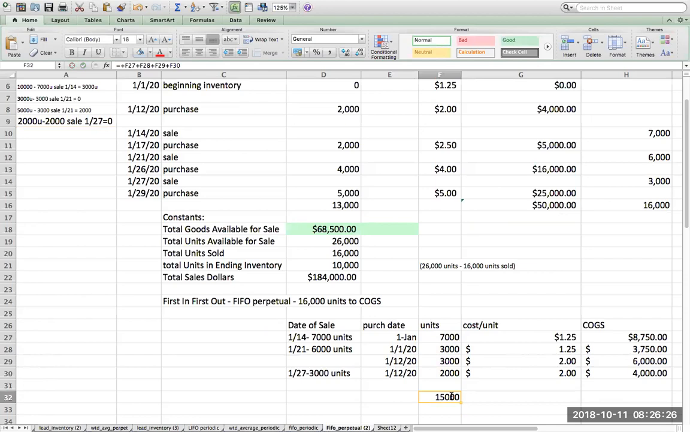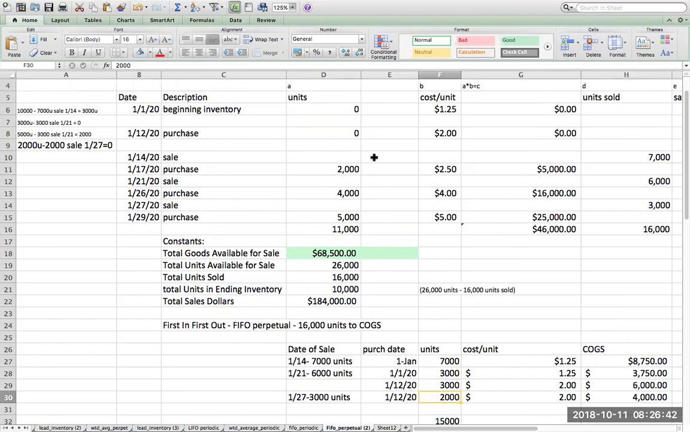Okay. And if I look down here, am I done? No, I'm not. I have only 15,000 units that I've taken to cost of goods sold. I need a total of 16,000. So this purchase here is now gone because I took it to cost of goods sold, and I need another 1,000 units. So first in, first out.